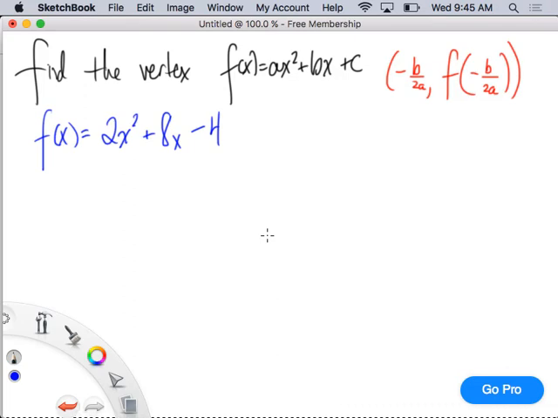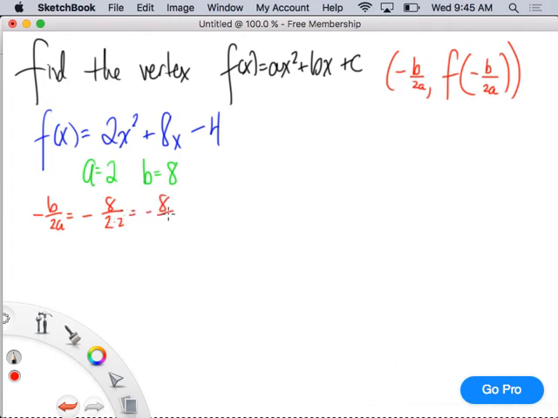Okay. So the first question you'll ask yourself here is, what's a and what's b? A is 2 and b is 8. So negative b over 2a is negative 8 over 2 times 2, equals negative 8 over 4, equals negative 2. So my vertex, I already have my x component, is negative 2.